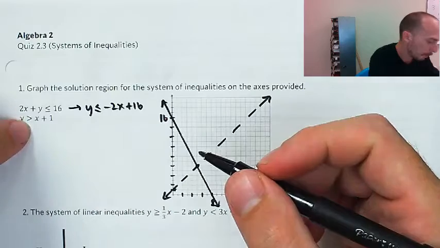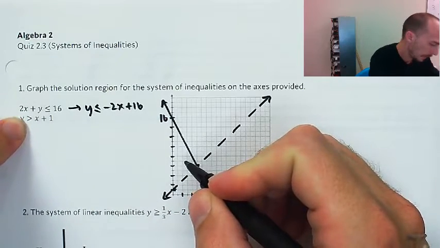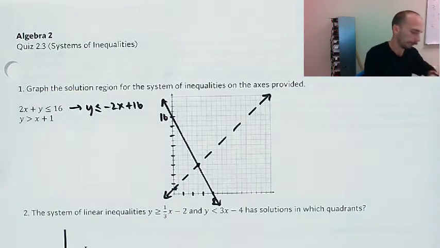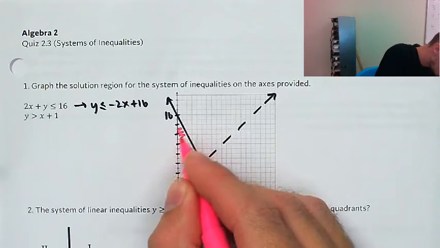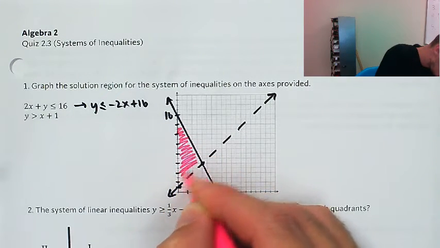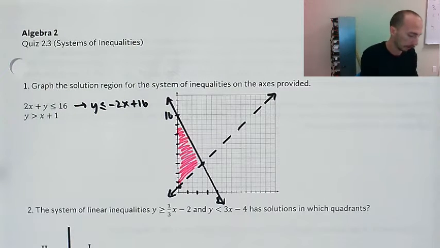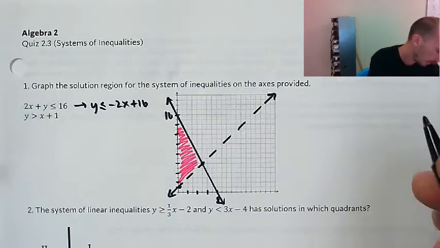All right, so y is above the dotted line and below the solid line. That's going to be this region off to the left here. And it's going to keep going beyond the y-axis, right? That's all I've got to draw on, so I'm just going to draw it like that.